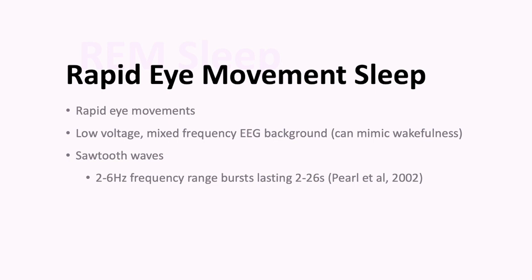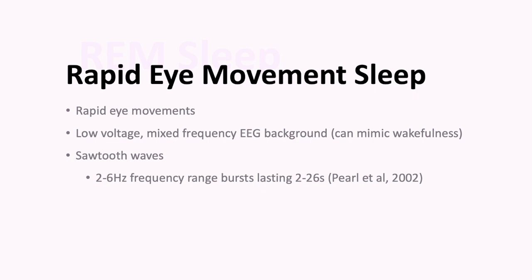Rapid eye movement sleep is the deepest stage of sleep. It's also called REM sleep and is the stage in which dreams occur. Electrographically, you will look to identify rapid eye movements as well as a low voltage mixed frequency EEG background, which can mimic wakefulness. However, you do not commonly see myogenic artifact during REM sleep because if you remember, patients are typically paralyzed during REM sleep with exception of their eye movements unless they have REM sleep behavior disorder.